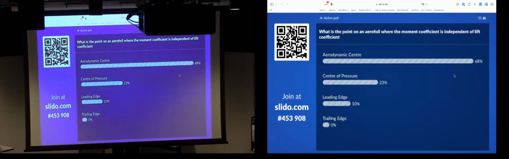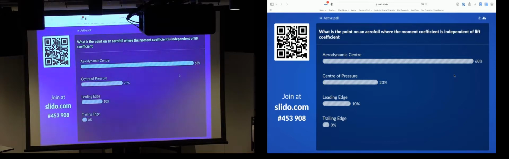Anybody know the difference between aerodynamic center and center of pressure that wants to shout it out? They are not the same thing. So one of them will be the question that we're asking today, and one of them has a very different definition.